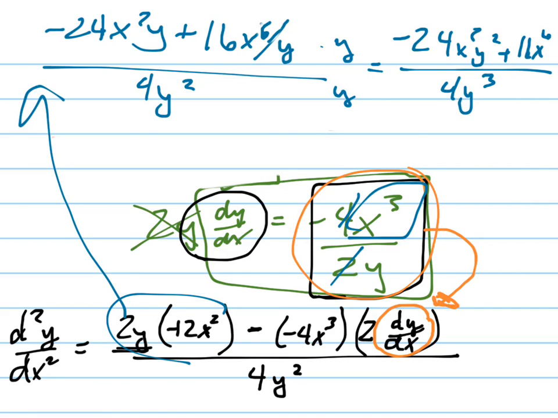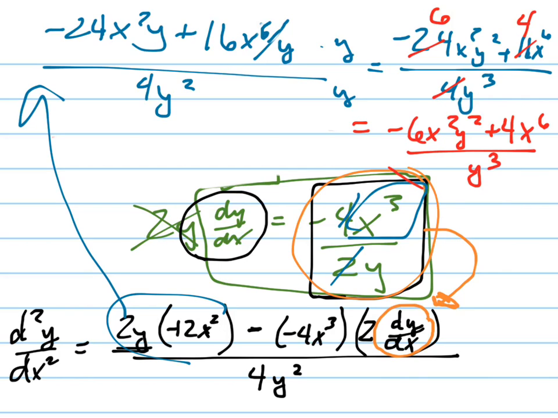And now, like I had mentioned to you before, we could simplify this a little bit more because I didn't in the first place. Cancel out a 4 from all of these, and you get 6 there, you get 4 there, and that's gone there. So your answer is negative 6x squared y squared plus 4x to the 6th all over y to the 3rd. And that's the double derivative. Woohoo.